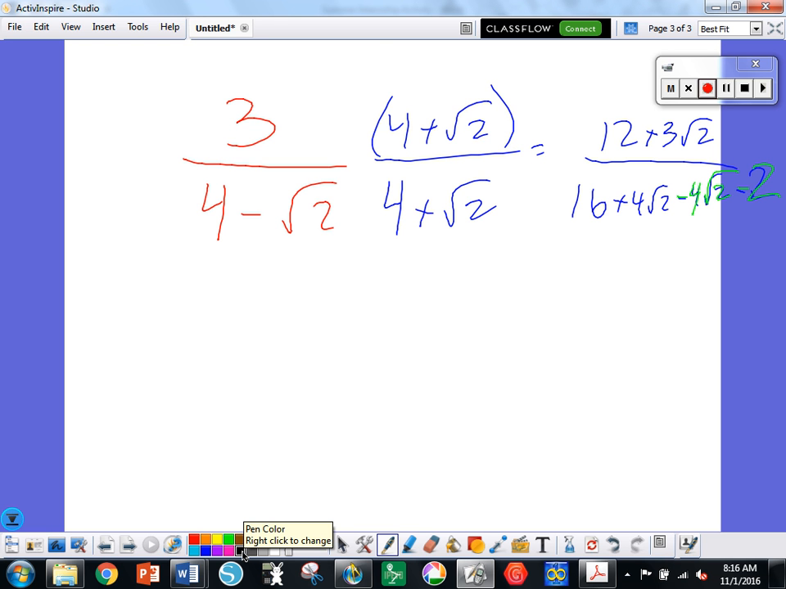Okay, so the top still stays the top. 12 plus 3 root 2. What does the bottom become? 14, because 16 minus 2, because the inner terms of our distribution will cancel out, because that's what conjugates do, right? They get rid of the middle terms. Okay, so we have 14. Is that my answer?